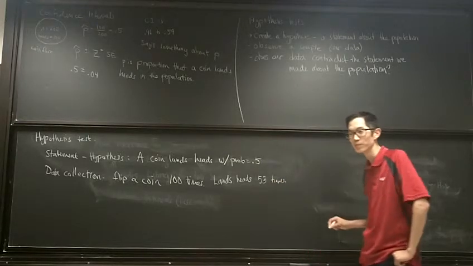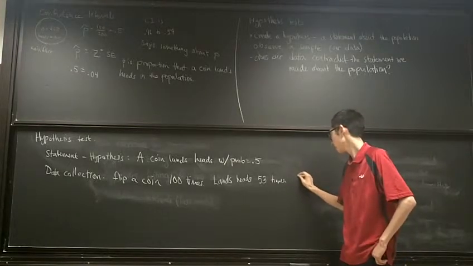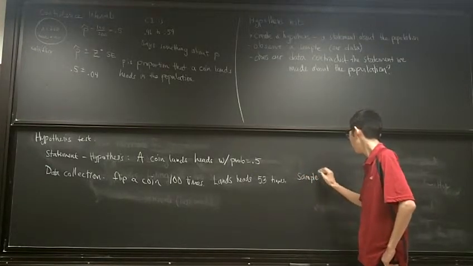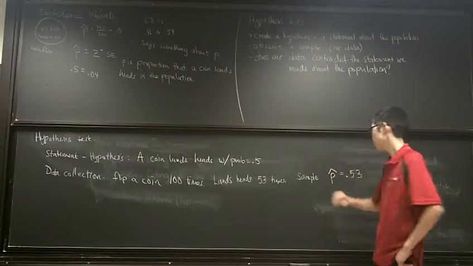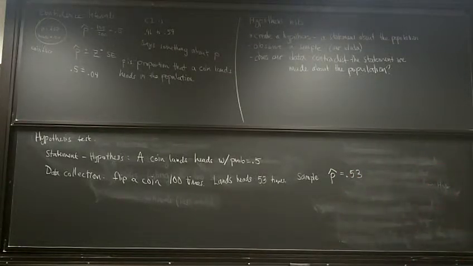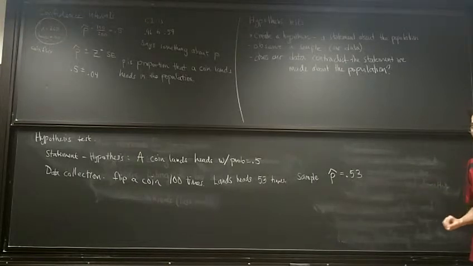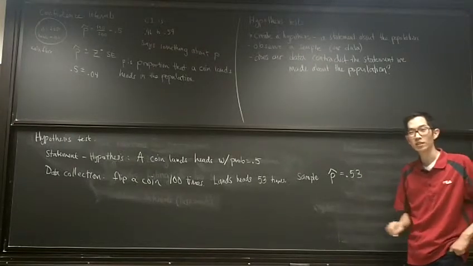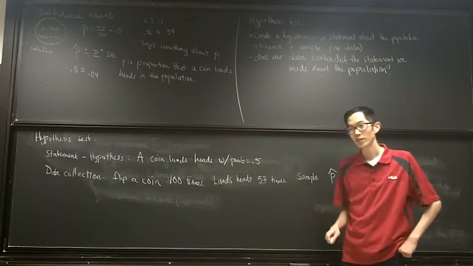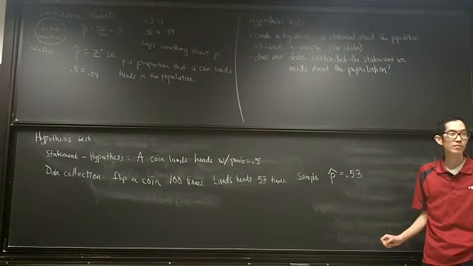Seems reasonable. Okay, so my sample proportion p hat is equal to 0.53. So, does our data contradict the statement we made about the population? My data says my sample proportion is 0.53. The statement I made about the population is that a coin lands heads with probability 0.5. Not really, because it's so close.